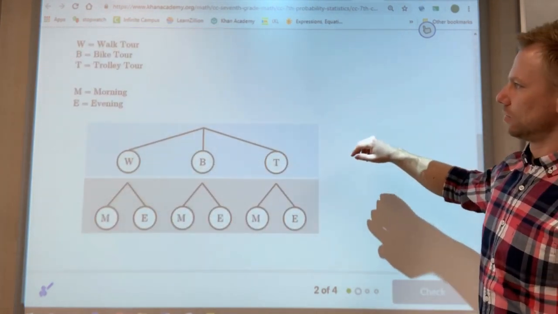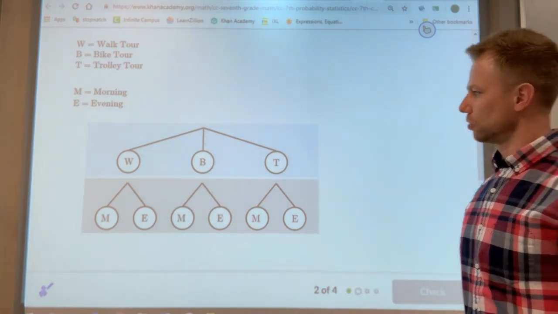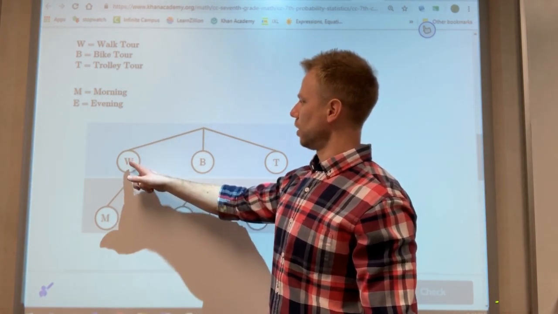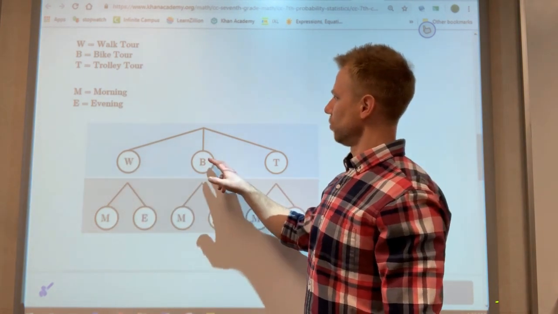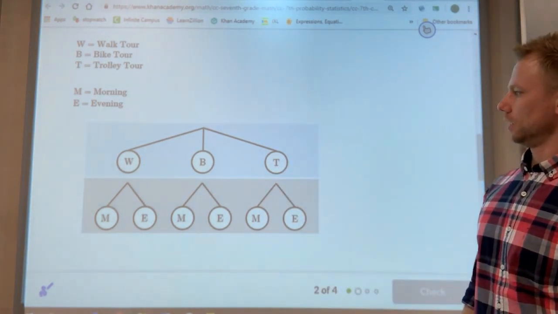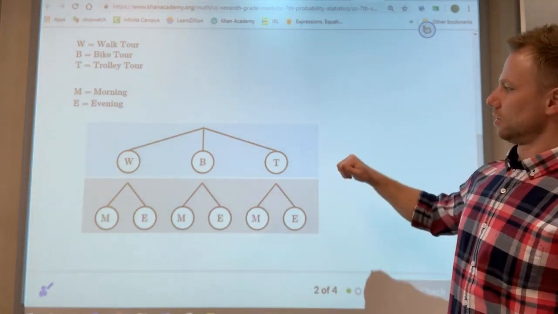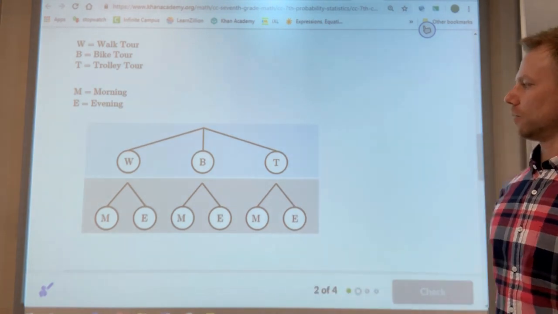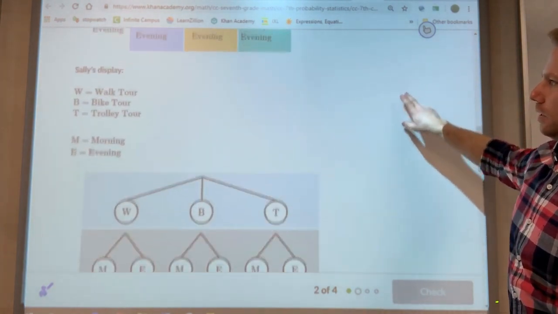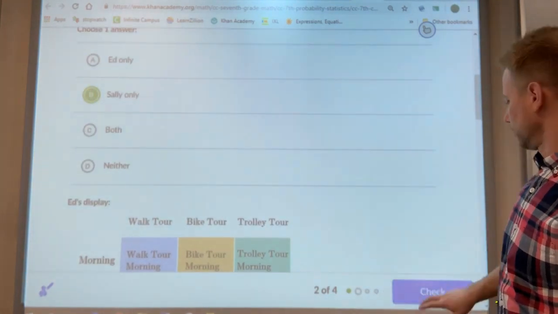This one, we have 2 different times, morning and evening, and we have 3 different tours. So we could walk in the morning, or we could walk in the evening. We could bike in the morning or bike in the evening. We could take the trolley tour in the morning or trolley tour in the evening. It has 6 different combinations, which is what we need. It has the tour that we can choose from and the time we can choose from. That gives us all the different combinations that we need. So that would be Sally's display. So that would just be Sally.